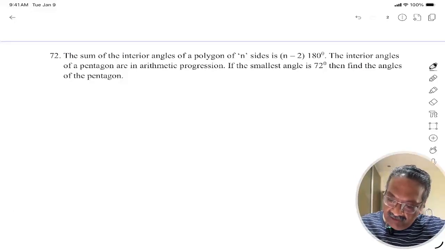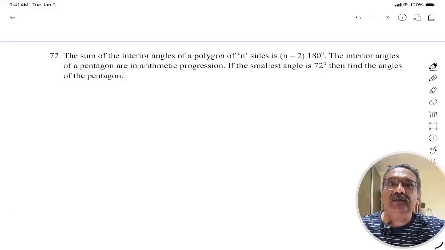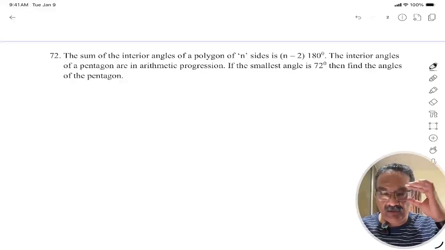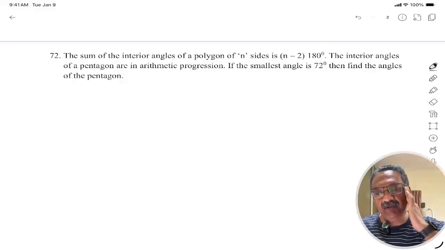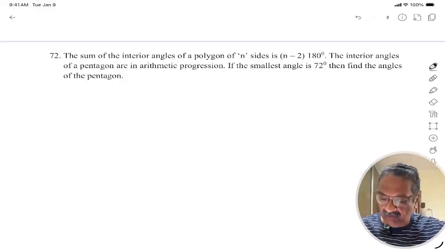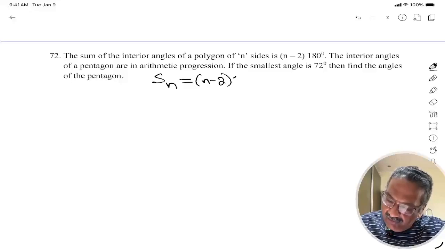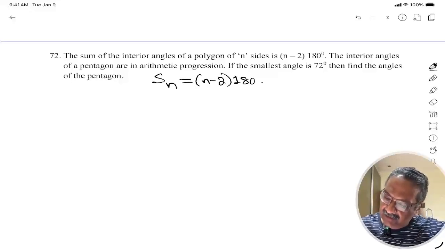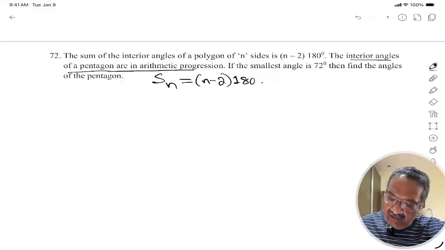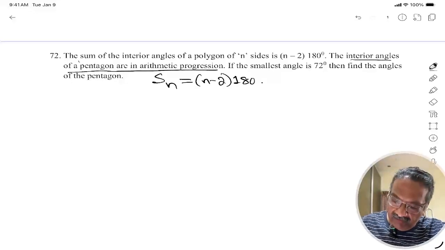Here what they have said is, sum of interior angles of a polygon of n sides. Polygon means it could have n number of sides. If it is 4, we call it a quadrilateral, if 5, a polygon with 5 sides is called a pentagon, a polygon with 6 sides is called a hexagon. So the sum of interior angles of a polygon with n sides is given by n minus 2 into 180. Next, what they have said is, the interior angles of a pentagon are in AP. Important, they have said it is a pentagon.